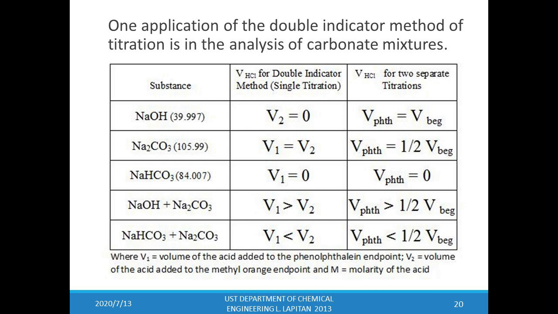second indicator. Now, the first aliquot containing phenolphthalein indicator is titrated with the acid until the endpoint is reached. Then, the second aliquot containing the other indicator is titrated with the same acid titrant.